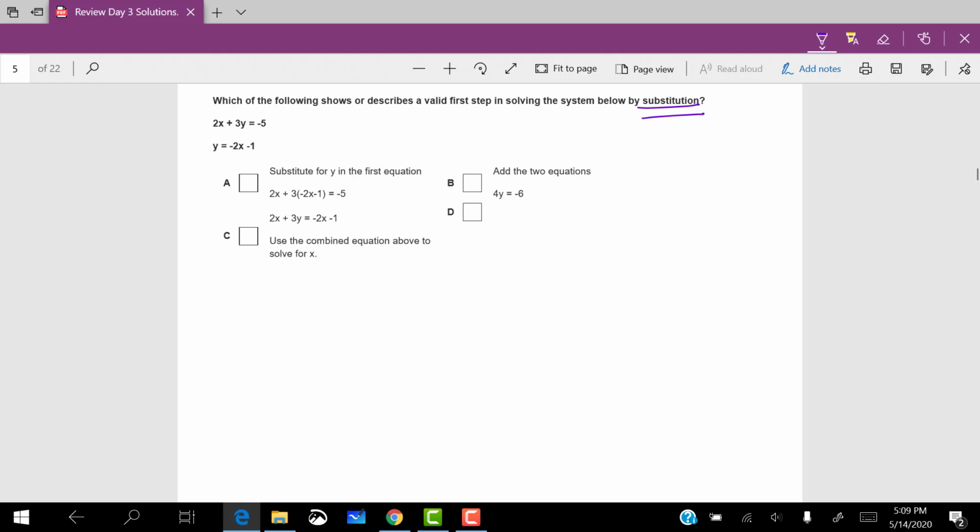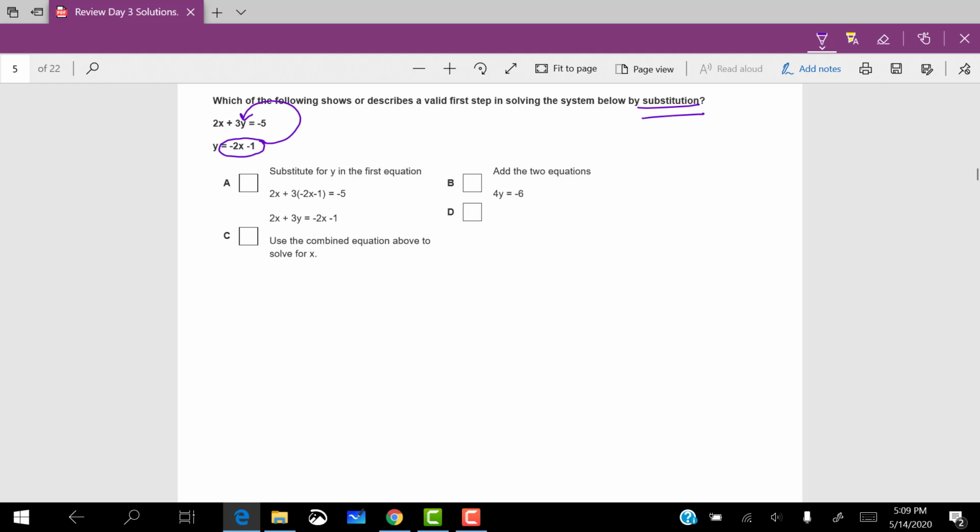Okay, now this question asks about solving by substitution. So we want to substitute for either the x or the y. And you could solve this first equation for x and then plug in for x, but this is already solved for. So we can take this whole expression and put it in the place of y. That's probably the easiest thing to do.